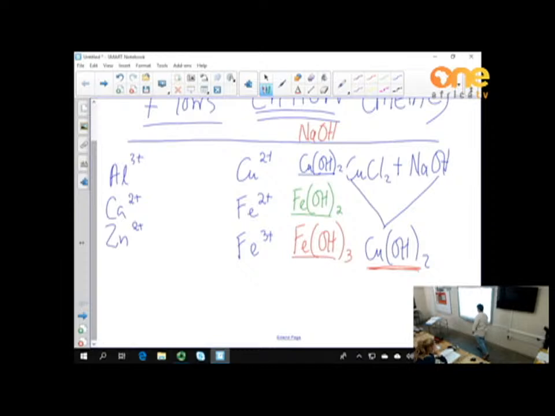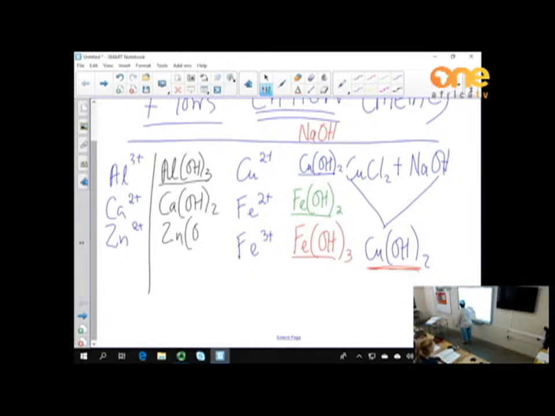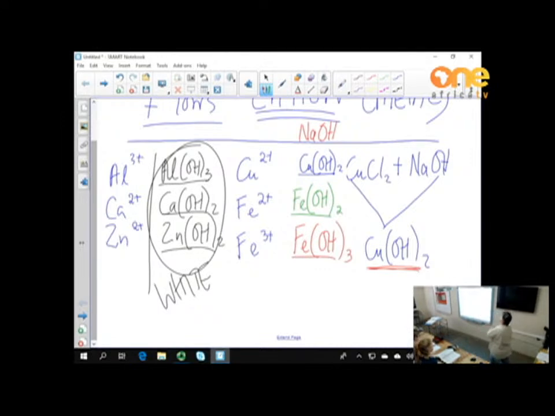The others over here will form aluminium hydroxide, calcium hydroxide, and zinc hydroxide, and they, unfortunately, are all white. Okay, now, so if you get a white salt, then you can know it's either aluminium, calcium, or zinc. You with me?